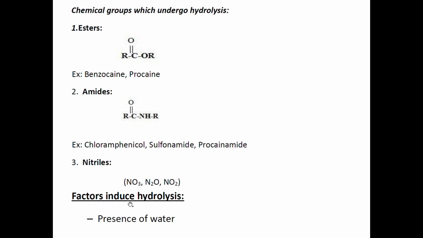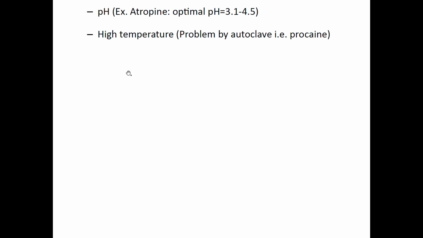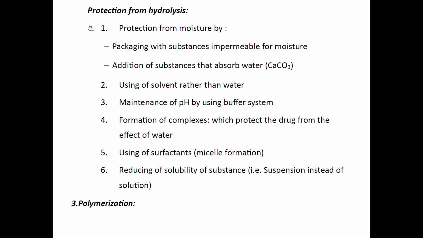However, there are a number of factors inducing hydrolysis, like presence of water, pH, high temperature. So how will we take protection from hydrolysis? As you know, hydrolysis is very responsible for the degradation of our pharmaceutical dosage forms. Protection from moisture can be done by packaging with substances impermeable to moisture, then addition of substances that absorb water, using solvent rather than water, maintenance of pH by using a buffer system, then formation of complexes which protect the drug from the effects of water, then using surfactant like micelle formation, reducing the solubility of the substance. And polymerization.